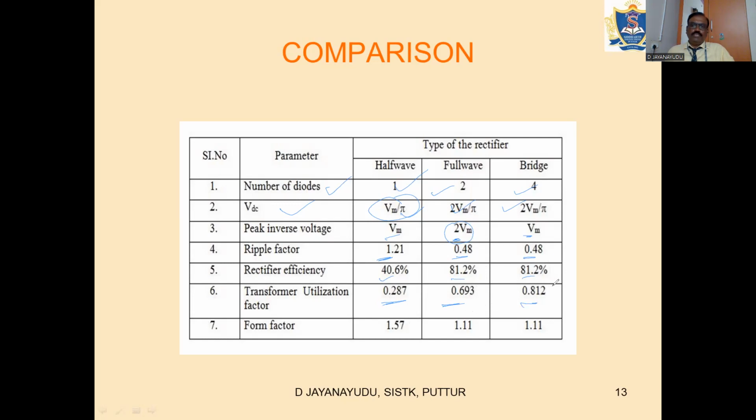So as far as the bridge rectifier is concerned, it has more advantages. We are almost avoiding the expensive center tap transformer. We are getting the highest rectifier efficiency, lowest ripple factor, highest DC voltage, and highest transformer utilization factor. And then the form factor of the half wave rectifier is 1.57, full wave rectifier 1.11, bridge rectifier 1.11. So these are the comparisons of different rectifiers. Thank you.